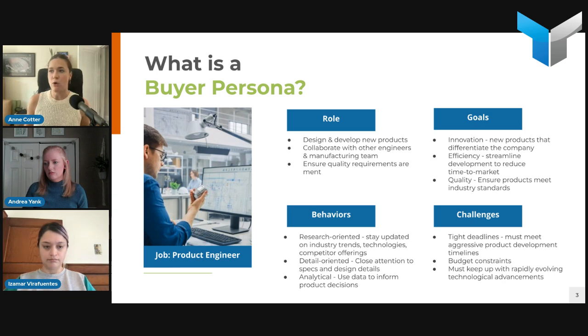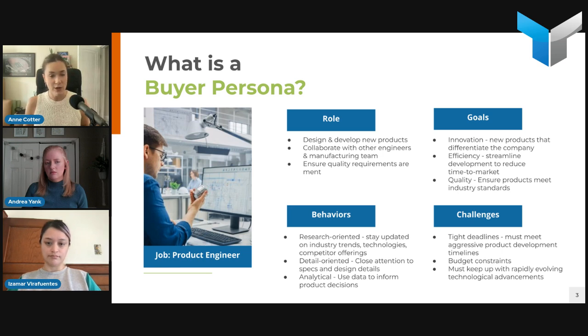And then you have goals, and that's more than just the day in and day out. What is really the purpose of that role? What is the outcome of that role? What are they trying to achieve overall? In this example, it might be innovation, so new products that differentiate the company overall, improving efficiency, and improving product quality, so ensuring products meet industry standards, etc.